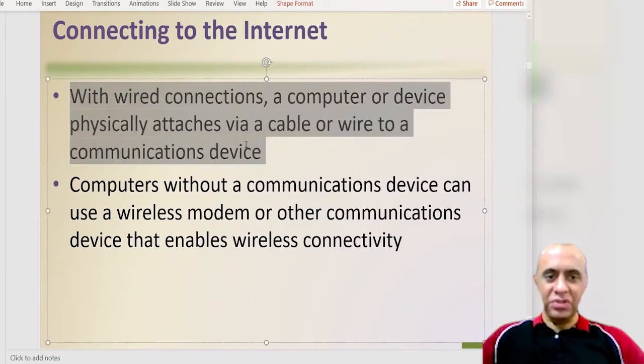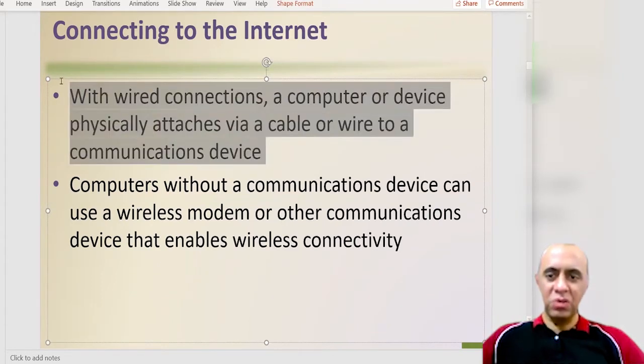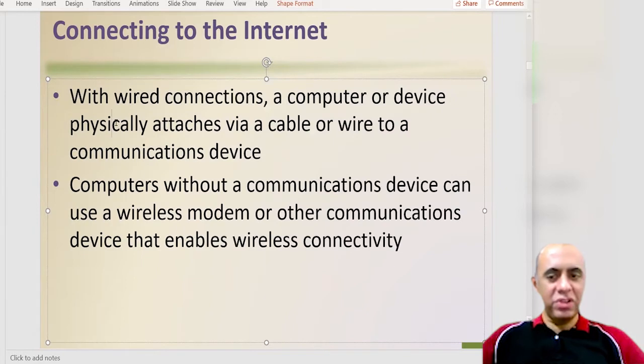With wired connections, a computer or device physically attaches via a cable or wire to a communication device. For example, you have a broadband modem, and inside the broadband modem, you see that your fiber optic cable or copper cable is connected from the pole outside. Then there are different ports placed at the back of that router, and you can connect your computer directly using a wire. So those are wired connections.